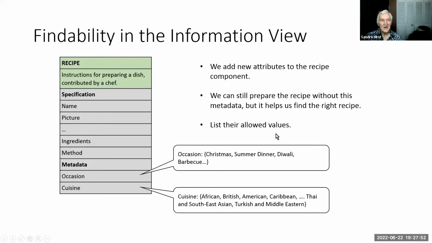Here's the difference. A specification is what we need to make the recipe. We can make it without knowing what occasion it's for or what cuisine it's for. But occasion and cuisine help us find the right recipe.